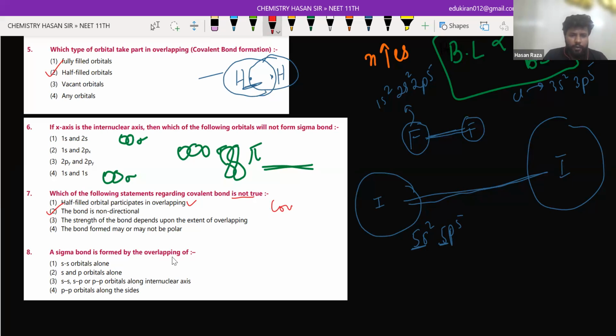A sigma bond is formed by overlapping of ss orbitals alone. That is wrong. sp can also form a sigma bond. s and p orbitals alone, that is also wrong. ss, sp, pp, that is all correct, along the internuclear axis. So this is the correct one. pp orbitals along the side, no. Along the side it forms a pi bond.